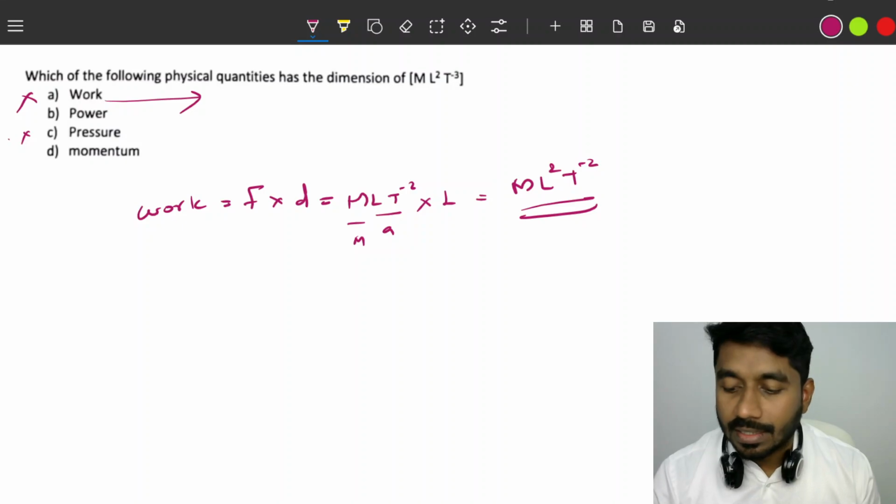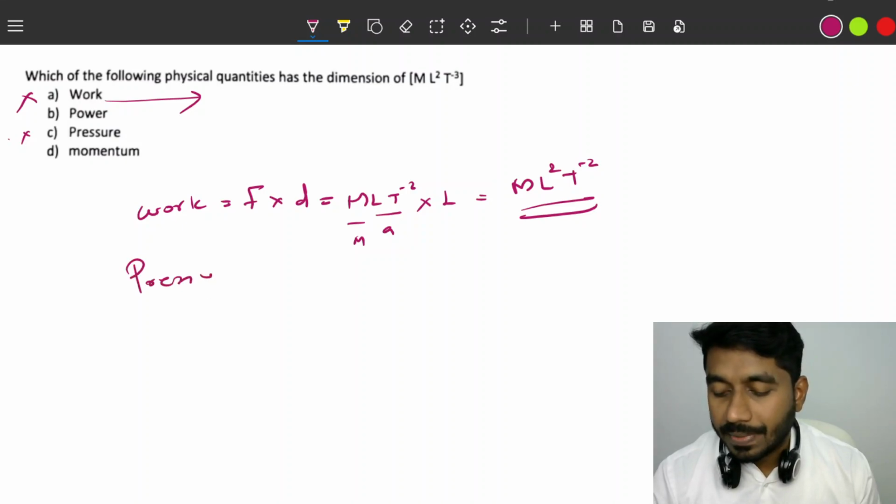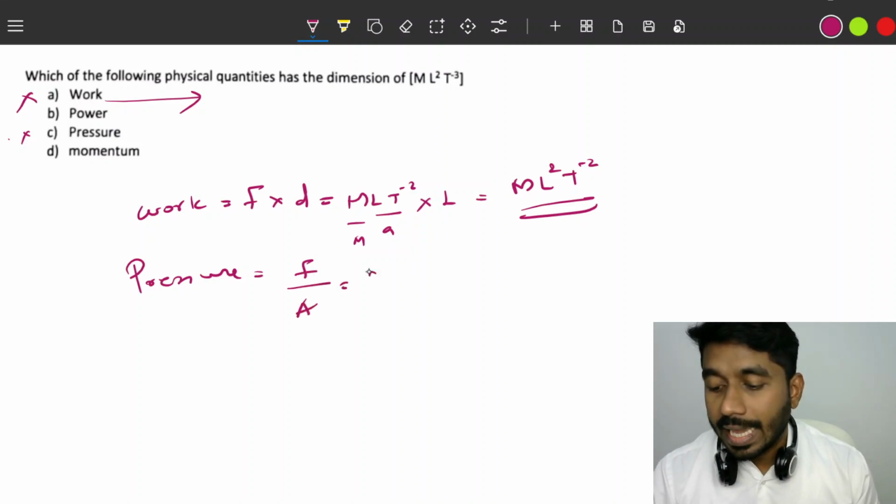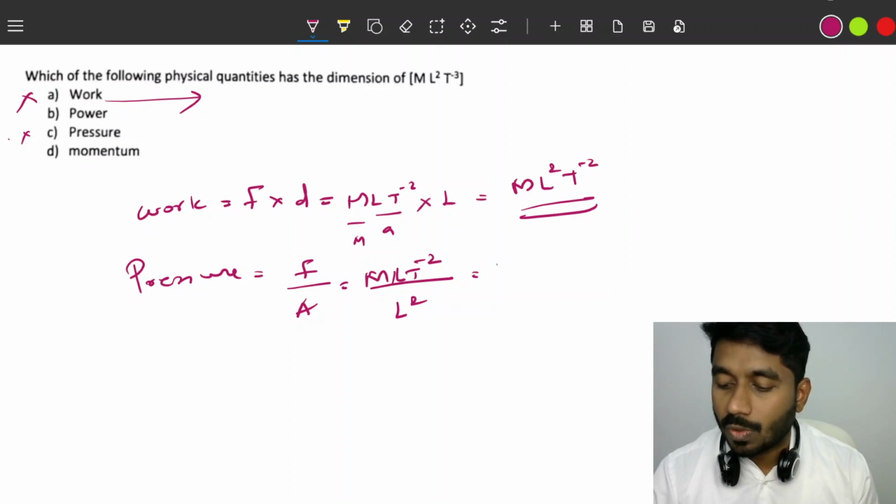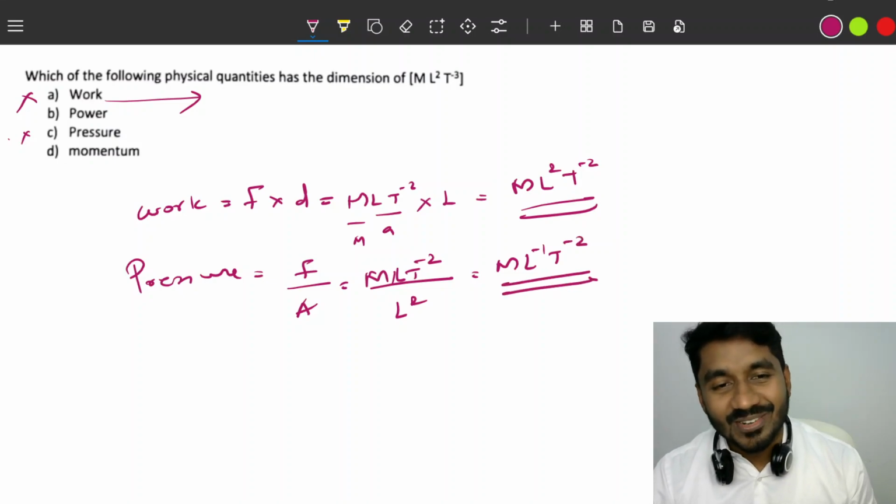Let's go to pressure. What is the dimension of pressure? Pressure equals force by area. What is force? ml t raised to minus 2, by what is area? L square. What is the answer? Then you cut 1 L from this: ml raised to minus 1, t raised to minus 2. It is also not the answer.